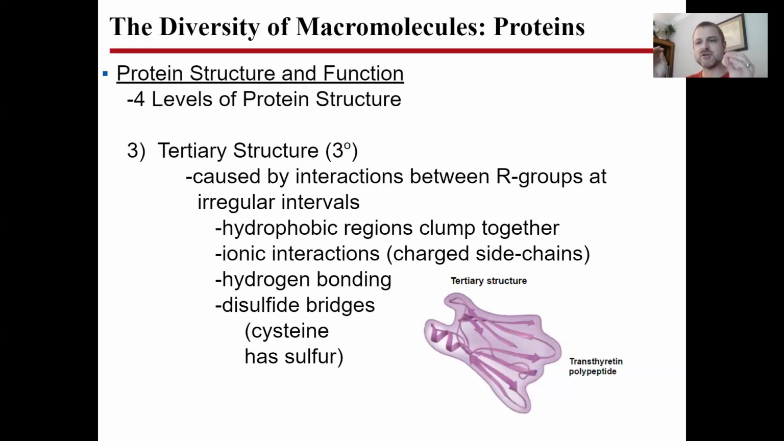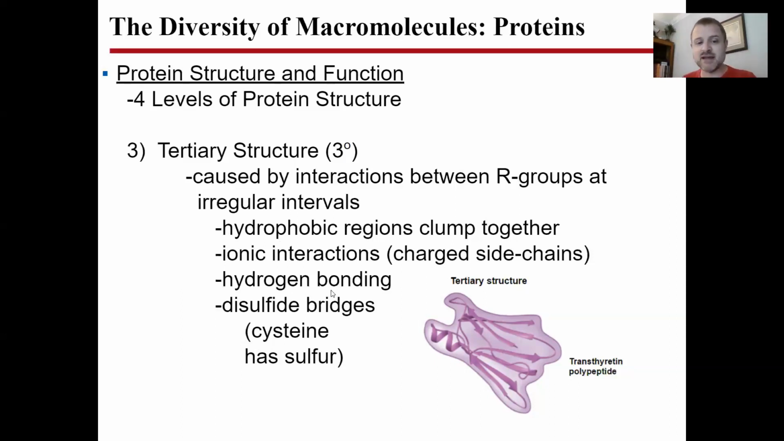The tertiary is when a protein folds back on itself. So you could have amino acids that are hundreds of units apart, but if this one's negatively charged and this one's positively charged, it could fold back on itself and clump. These are caused by interactions between R groups, hydrophobic. So if I have a protein that's lots of hydrophilic amino acids, and amino acid 1 and amino acid 50 are both hydrophobic, they're going to come together. They're going to clump together.